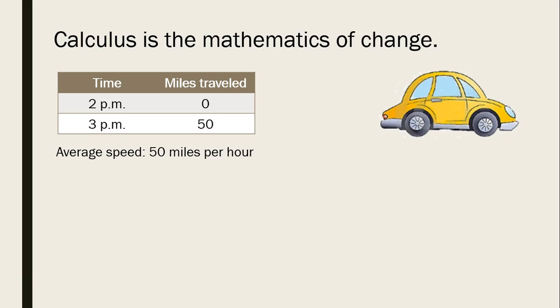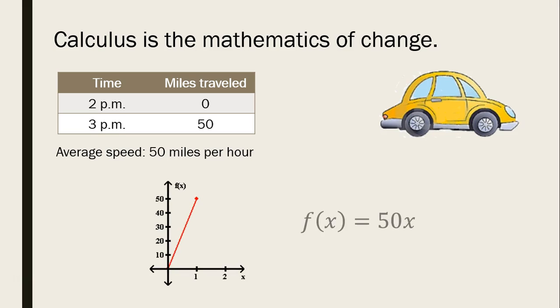So we're comparing two things. We're comparing the miles that you traveled and we're comparing the time that you traveled. That's an example of a change. We could also represent that change using a graph or using an equation. So as we'll see when we're working with problems in calculus, there are many different representations that we can use. And as we go on through this course, we'll see how all those representations are tied together and how we can interpret them.